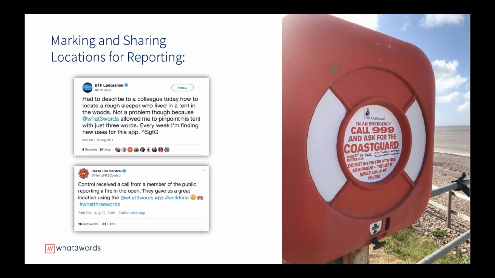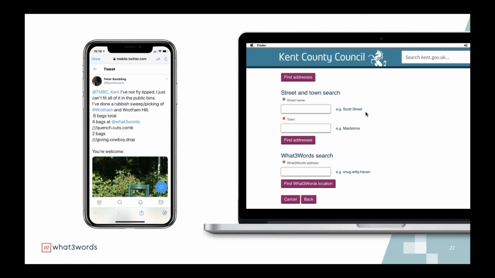One of the key ones is marking and sharing locations for reporting, also things like asset management, and many occasions where what3words has been used to help map out assets and help the public and emergency services communicate locations quickly. Another big one recently has been public reporting. This can come in many forms, from members of the public tweeting local councils, to local councils putting what3words search boxes into reporting forms for things like fly tipping, and so on.